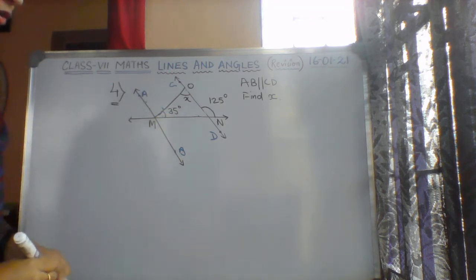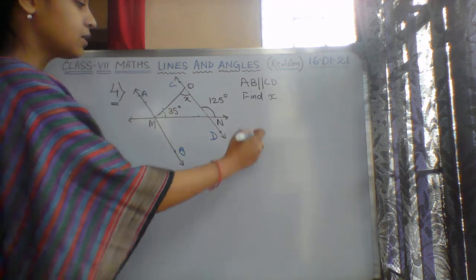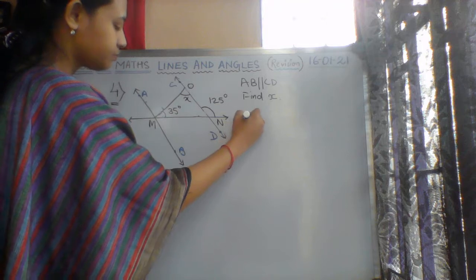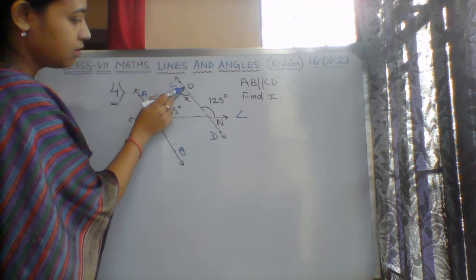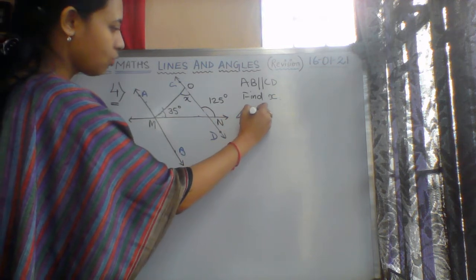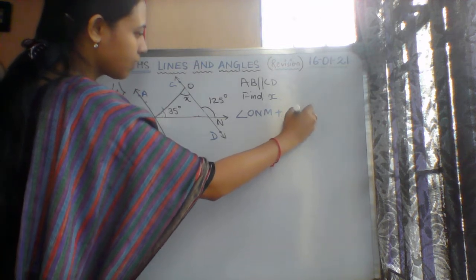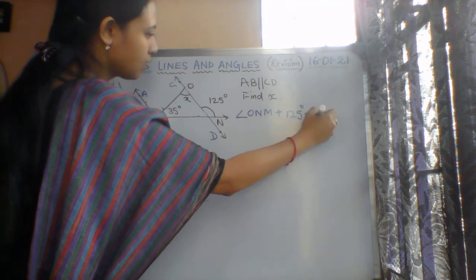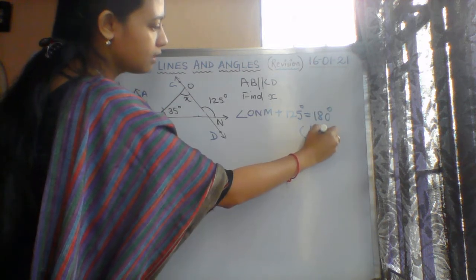So now let us solve. I'm doing the first method: angle ONM plus 125 degrees equals 180 degrees. Reason: linear pair.